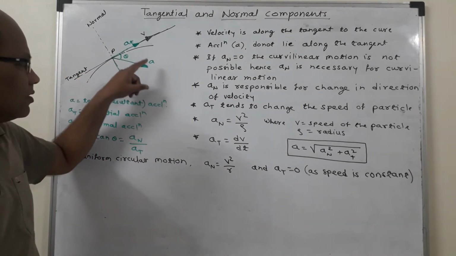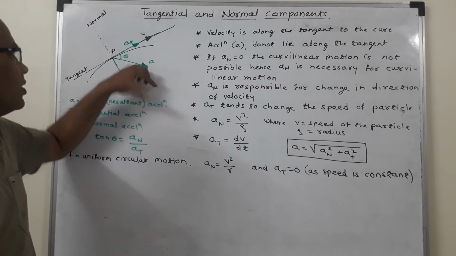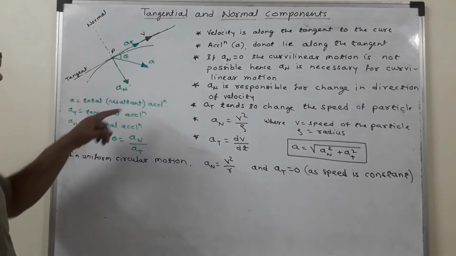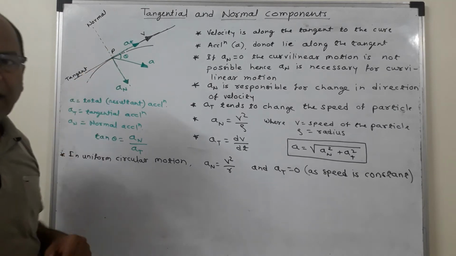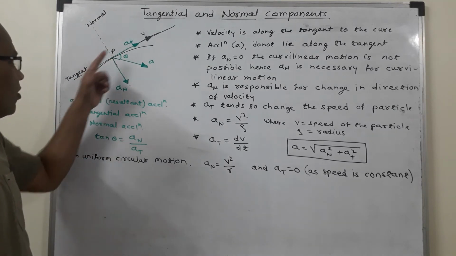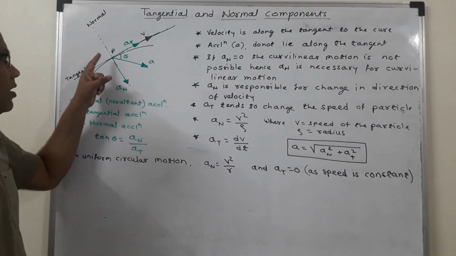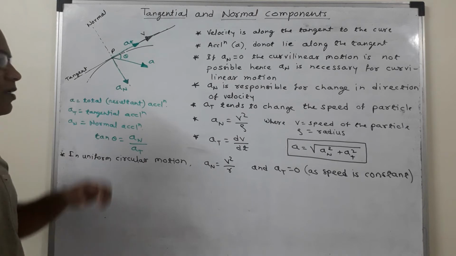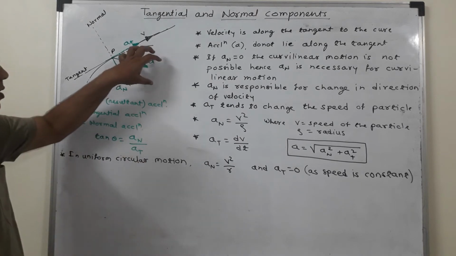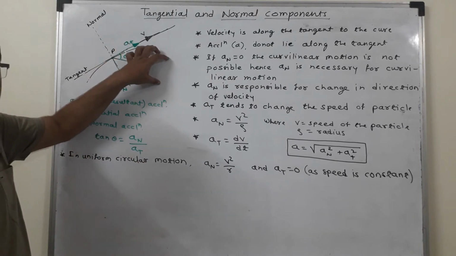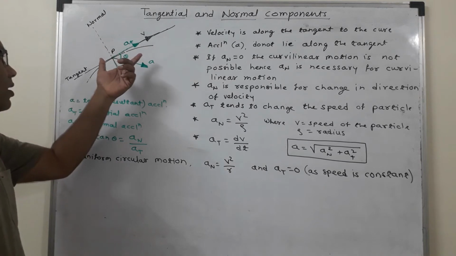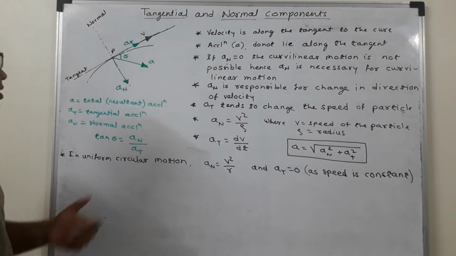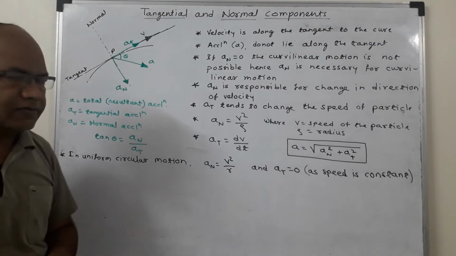So as such, this acceleration can be resolved into two components, at and an, where at is the tangential acceleration, or component along the tangent, and an is the component along the normal. A is called the total acceleration. So total acceleration, which is also called the resultant acceleration, can be resolved along the tangent and normal respectively into tangential acceleration and normal acceleration.